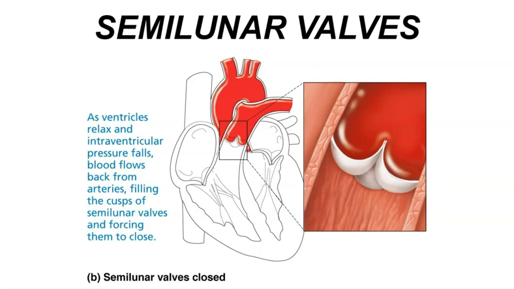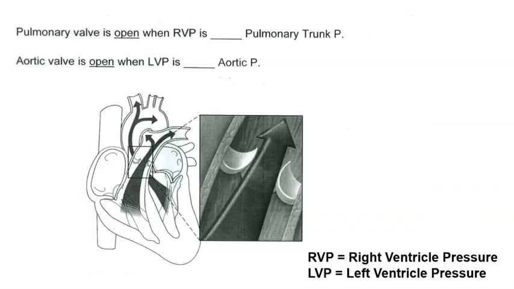However, as the ventricles relax and the pressure inside of the ventricles begins to drop, blood will begin flowing back from the arteries toward the ventricles. The cusps of the semilunar valves will catch the backflowing blood and snap closed, thereby closing the valve. So in summary, what we see is that the pulmonary semilunar valve will be open when the right ventricle pressure is greater than the pressure in the pulmonary trunk. And similarly, the aortic semilunar valve is going to be open when the left ventricle pressure is greater than the pressure that's seen in the aorta.